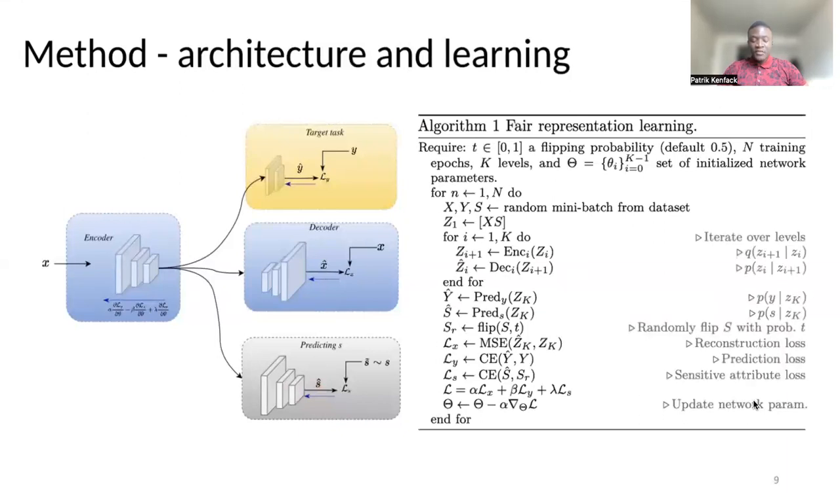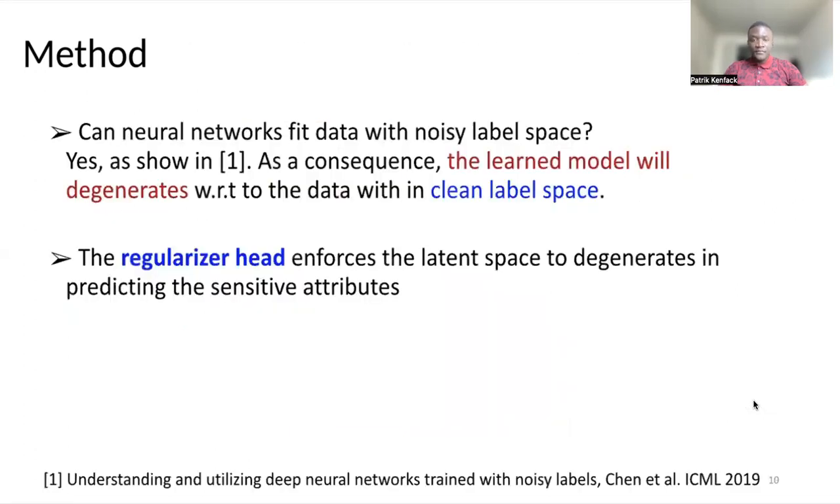So during the training, we compute the cross entropy between the predicted S and a noisy version of S, where some samples had their values flipped with probability T. By doing so, we are making sure that this regularization will enforce our latent space to be unreliable when it comes to predicting the sensitive attribute.